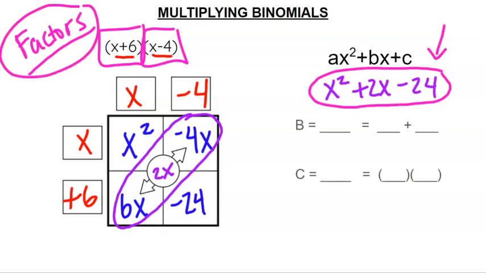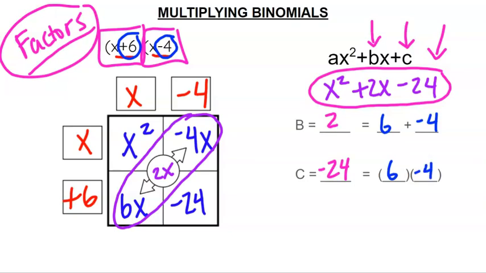So I want to look at a pattern here that you should have discovered in part 3, but I just want to talk about it a little bit more. So our b value in this trinomial is 2, and our c value, you can see, is negative 24. Now if we look at the numbers in our factors, we had 6 and negative 4. So 6 plus negative 4 equals that 2. And 6 times negative 4 gives us that negative 24.